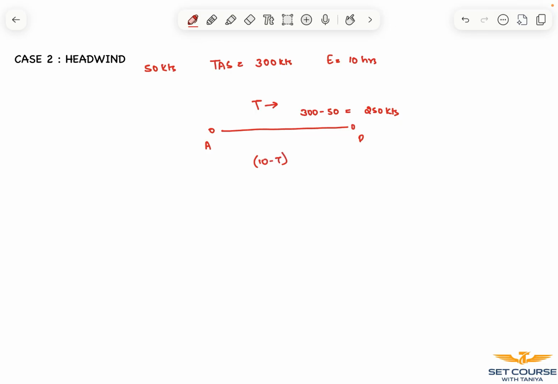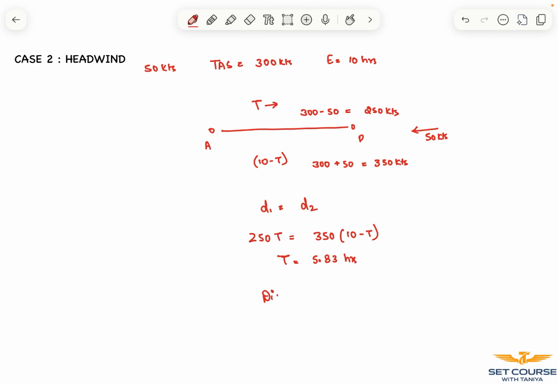And this headwind now becomes a tailwind. So we have our TAS as 350 knots, our ground speed as 350 knots. Now the distance is the same, d1 equals d2, and distance equals speed into time. So 250 into t equals 350 into (10 minus t). Solving the equation, we have t as 5.83 hours.